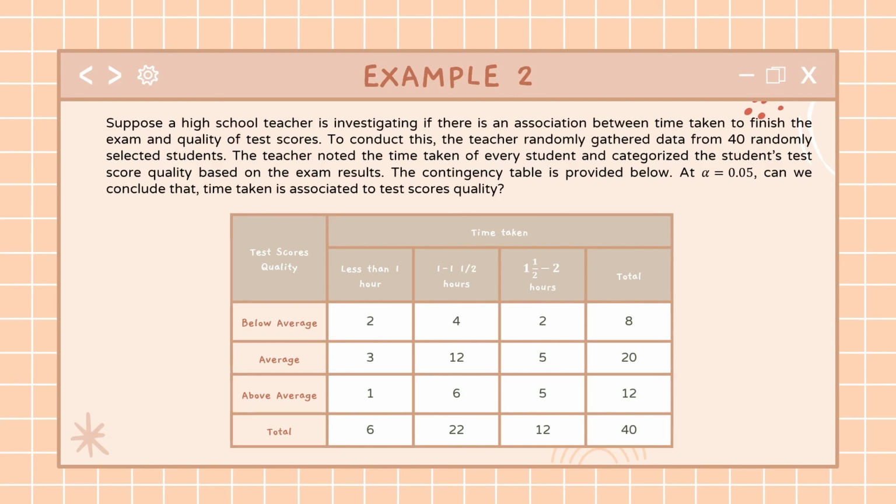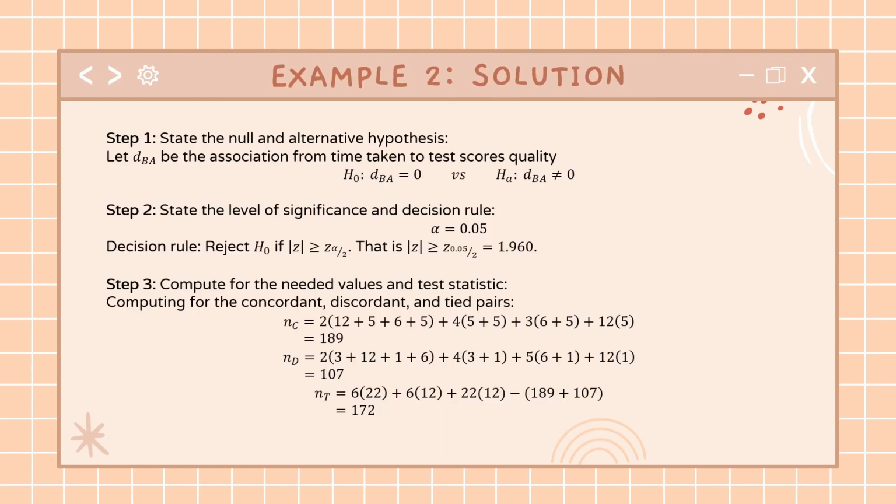table niya. And at alpha is equal to 0.05, can we conclude that time taken is associated to test scores quality? So ito yung setup niya, ito yung table niya na binigay. So, for this one, step 1, state the null and alternative hypothesis.